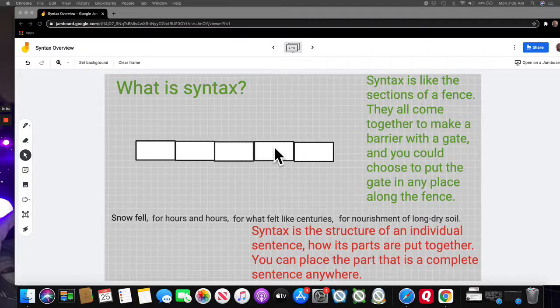Hello students, this is your overview of syntax. So with syntax, this is an element of style. It's another choice an author can make about how to put together individual sentences within their work.